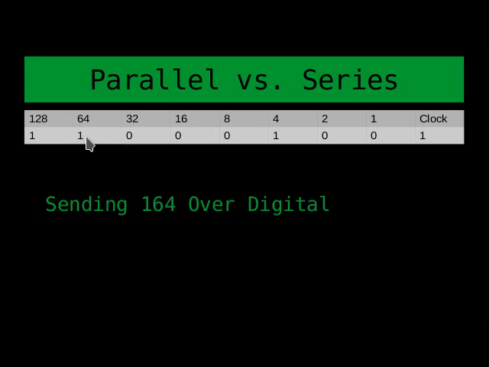But that's how it would work as well. For parallel, it's going to be setting, clear, clear, clear, set, clear, clear, and then trigger that clock wire, and it sent that, and it moves on to the next batch, the next 8 bits, and continues.